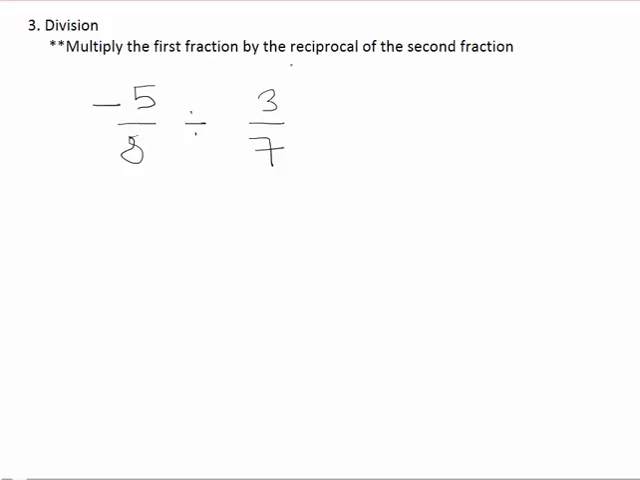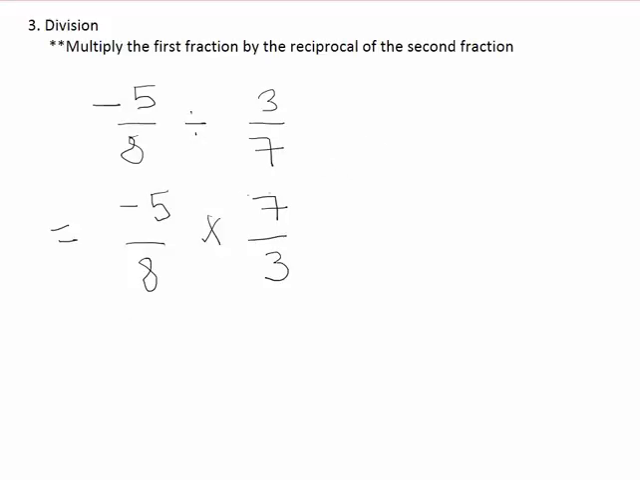So the first thing you want to do is take the reciprocal of the second fraction. The reciprocal, we know, is just the fraction flipped. And the next step is to now multiply them. So we change this division into a multiplication sign and then simply multiply the first fraction by the reciprocal of the second fraction.